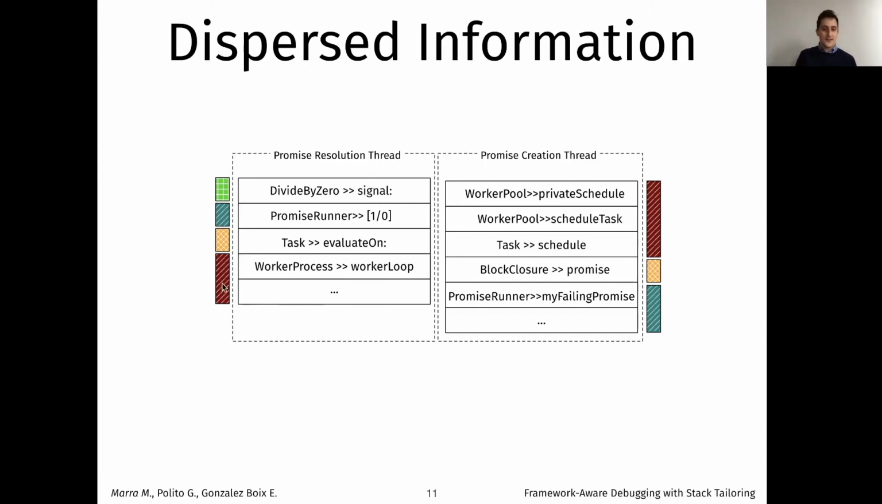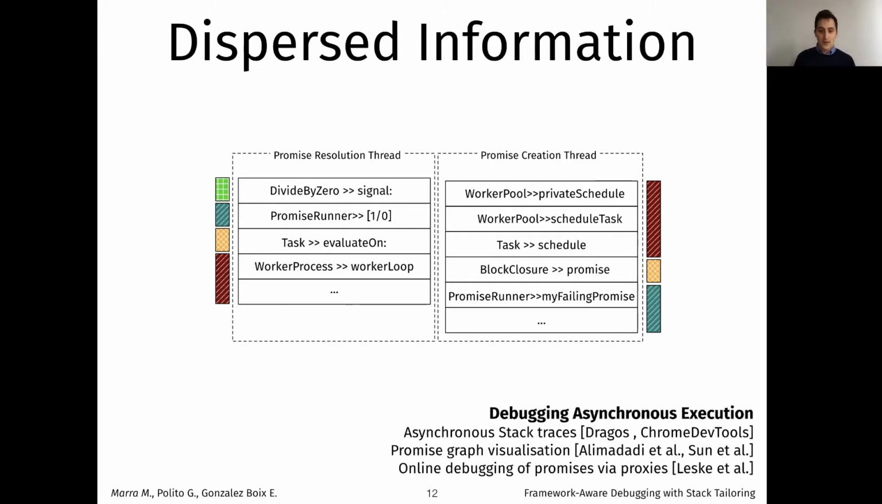On the other thread, you can see again framework code, which starts the execution of the actual promise, and then you can see user code, which is included in the promise runner, so it's the code that the developer promised, and the exception. When debugging, normally developers can see only the promise resolution thread and it's stuck, and the promise creation thread is either lost or not shown to the developer during debugging.